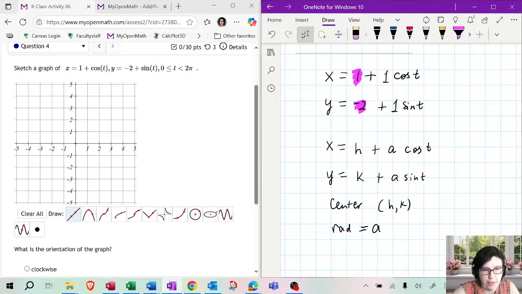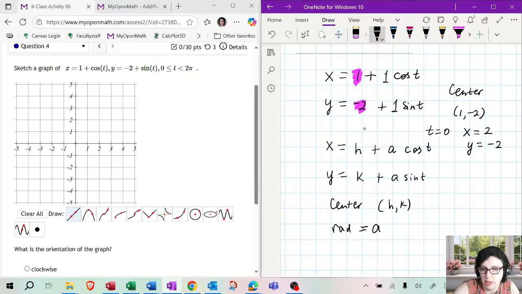Well, we just need the center of the circle, and we just talked about this, that the center in my example is going to be (1, -2). And also we want one point, just a point on the circle, in order to graph. Okay, so what is it going to be? Well, let's just plug in something simple. For example, if I plug in t equals 0, what do I get? My x is going to become, well, cosine of 0 is 1, 1 plus 1 is 2, so x is going to be 2, and then y, sine of 0 is 0, so y is just going to be -2. So I just need a point and the center.